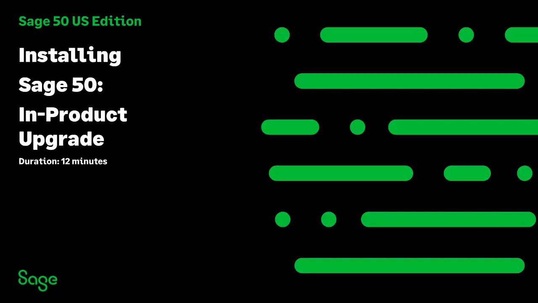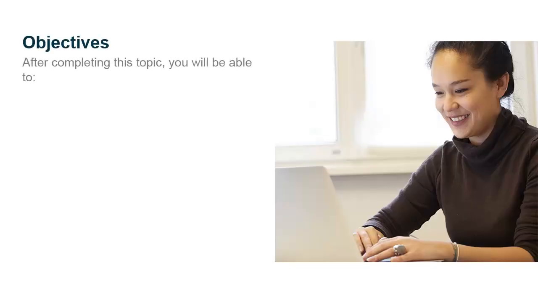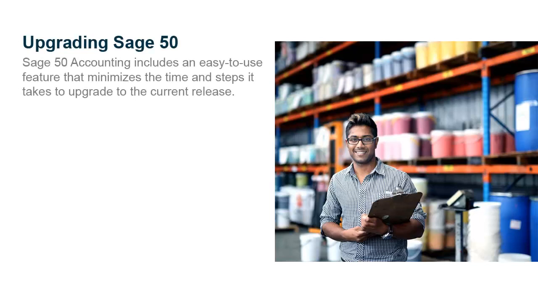Welcome to this Sage 50 U.S. Edition Anytime Learning Topic. In this lesson, you will learn how to use Sage 50's update feature to upgrade the program to a new release. After completing this Anytime Learning Topic, you will be able to upgrade to the current release using Sage 50's update utility.